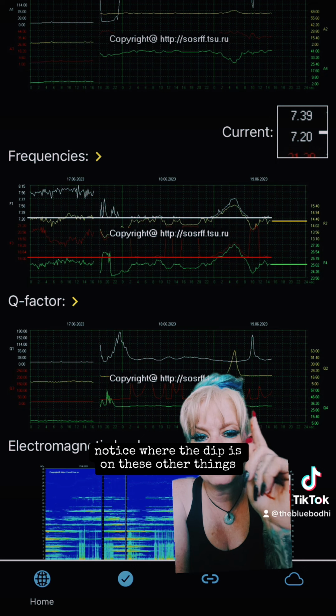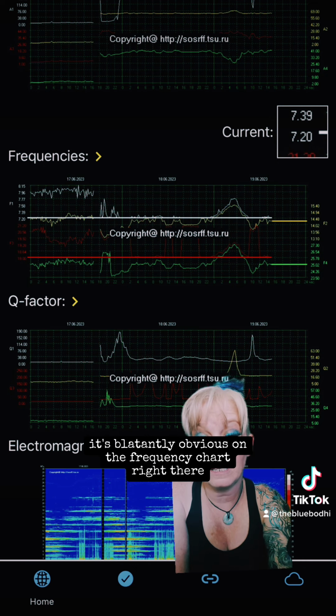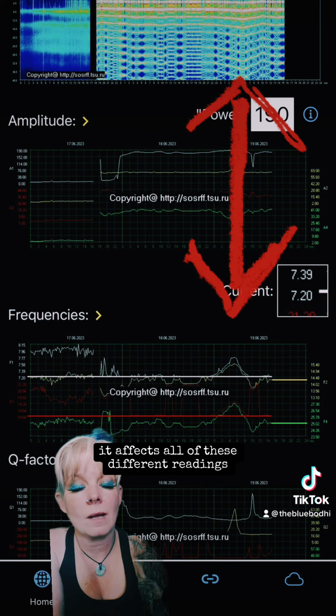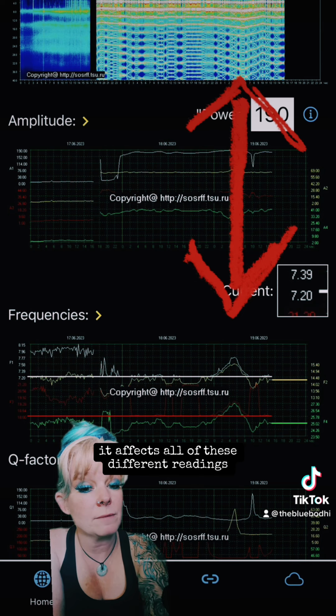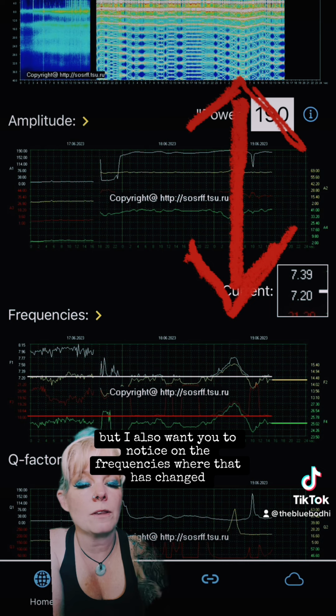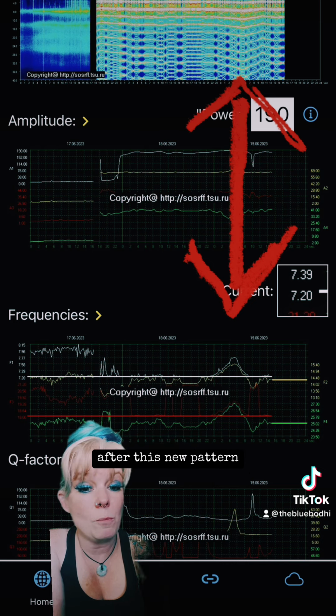Notice where the dip is on these other things. It's blatantly obvious on the frequency chart right there. Do you see it? It affects all of these different readings. But I also want you to notice on the frequencies where that has changed after this new pattern.